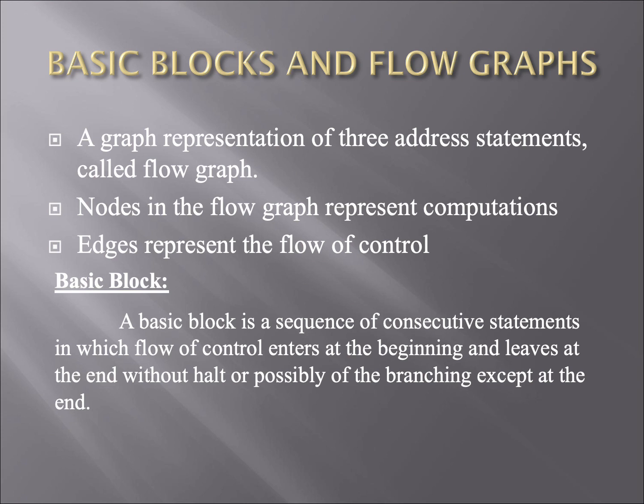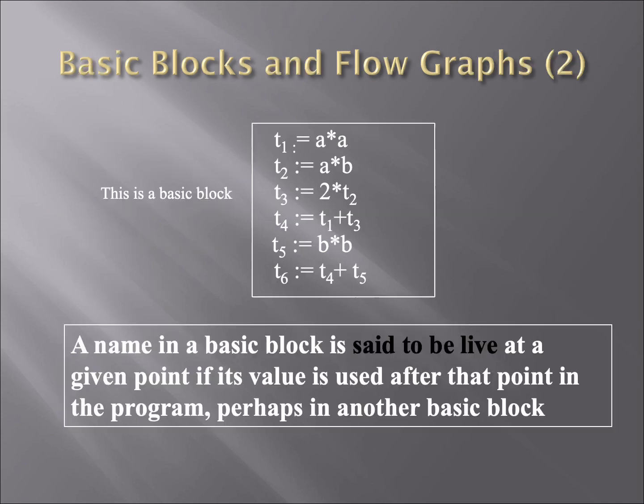So coming to the definition of a basic block, it is a sequence of consecutive statements in which the flow of control enters at the beginning and leaves at the end without halt or possibility of branching except at the end. So every block will have a set of statements which is going to do some particular task, and the flow of control from one block to another is represented by the edges of the flow graph.